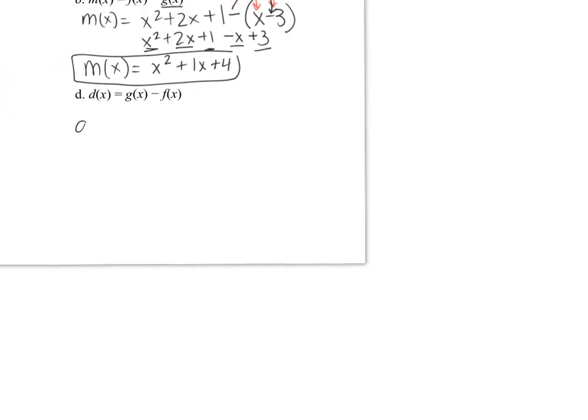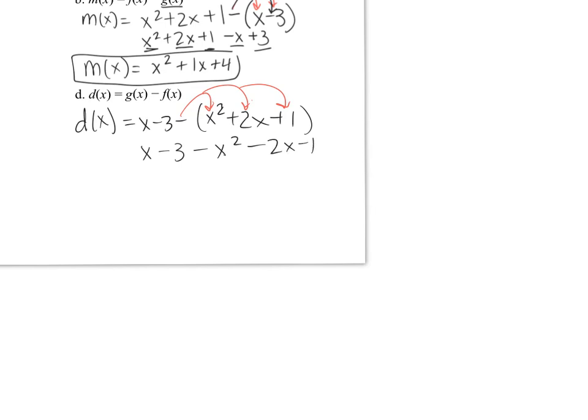Last, for part D, d of x is going to be formed when I take g of x, which is x minus 3, and I subtract, again, parentheses here, x squared plus 2x plus 1. Let's go ahead and, again, just like we did on part B, distribute that negative and make sure everybody changes. So negative x squared, negative 2x, and negative 1. Combining like terms gives me just a negative x squared by itself, and then I have x minus 2x, so that's minus 1x, and then I have negative 3 minus 1, that's negative 4, which is equal to my new function d of x.